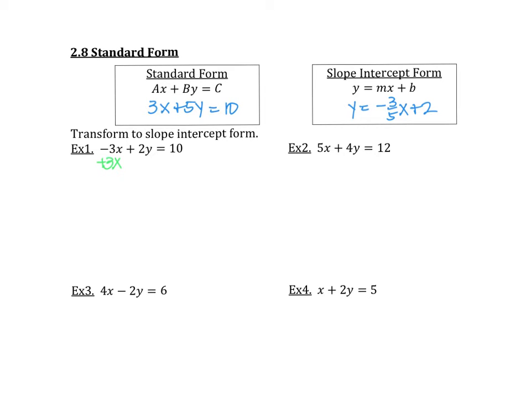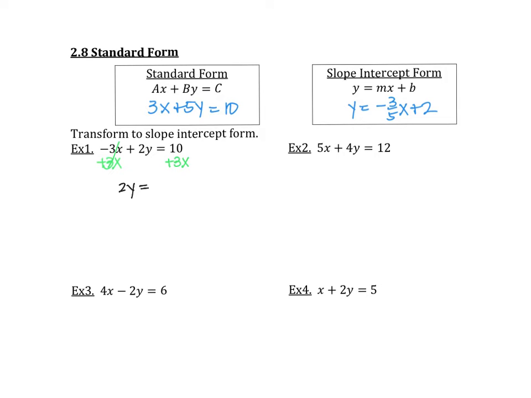Since this is a -3x, I'm going to plus 3x. If I do it to the left side, I have to do it to the right side. This will cancel the 3x's off. Now what do I have left? I bring down the 2y. Now if I do 10 plus 3x, I can't add them. One has an x, one doesn't have an x. They're not like terms.